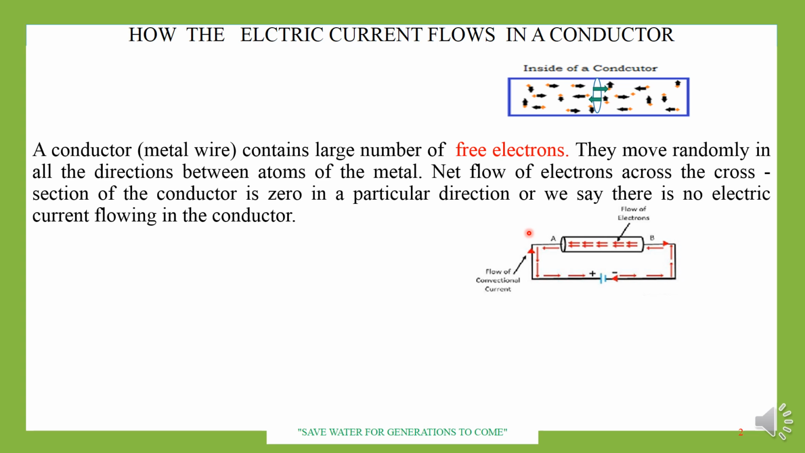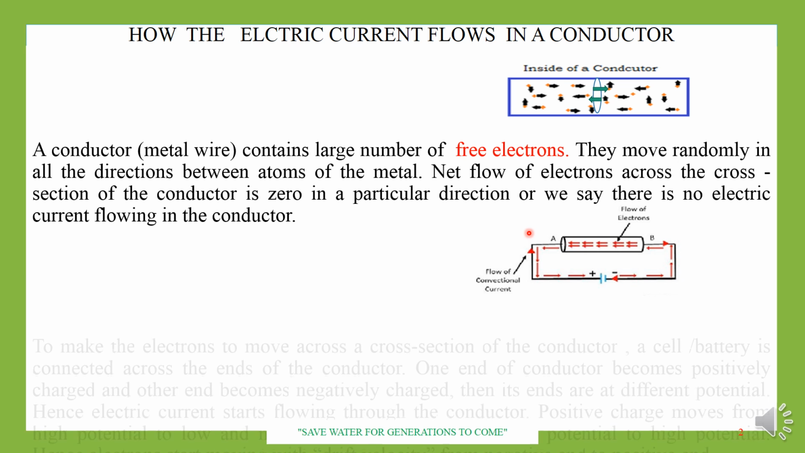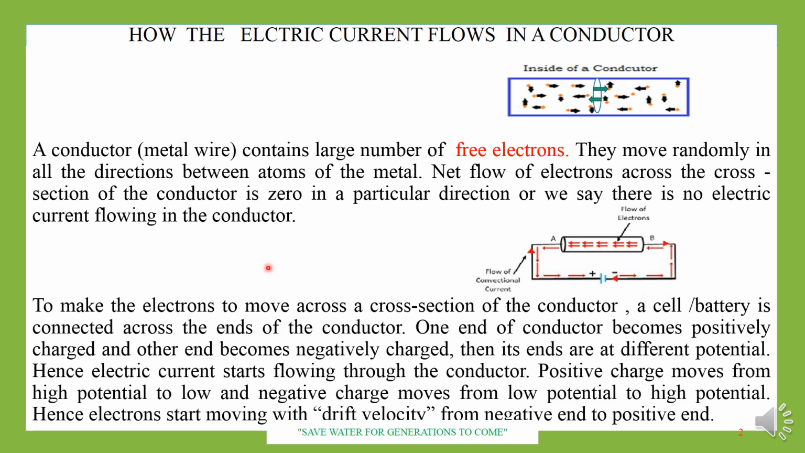Now here in the cell or battery, chemical energy is being converted into electrical energy. So from this, what do we come to know? When we have to get continuous flow of electric current in a conductor, we have to join it to a source of electricity, and here this is a cell. To make the electrons move across a cross section of area, a cell or a battery is connected across the ends of the conductor. Just as we have discussed, what happens when a cell or a battery is connected to it?